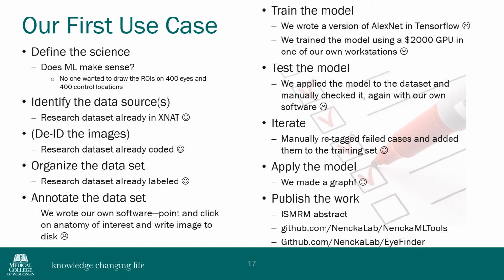And then we manually retagged cases that were wrong and added them back to the training set, which is still continuing to be a pretty nice way of tuning up models for particular data sets. To apply the model, we computed those regions of interest and identified statistics that describe the eye motion, made a graph and everything, and of course, published the work.